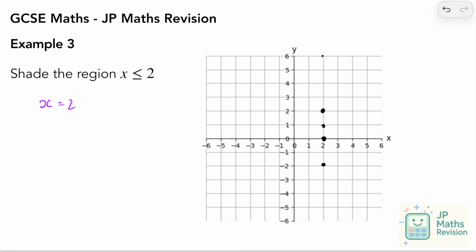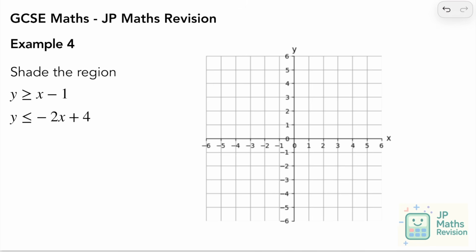So the line is going to be the straight line that passes through all of these points. So it's just a vertical line where x equals 2. And we want the region where it's less than or equal to 2. So it's a solid line because it's less than or equal to 2, and it's less than. So we want the region that's to the left of the line, so it's this region here.